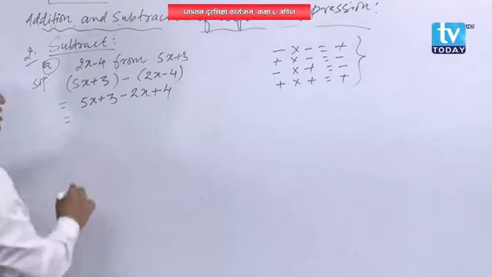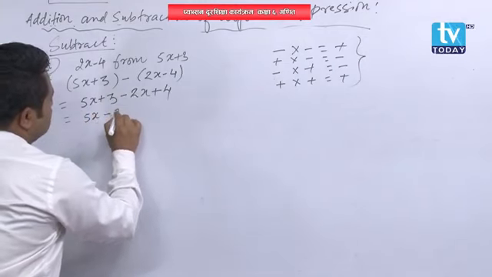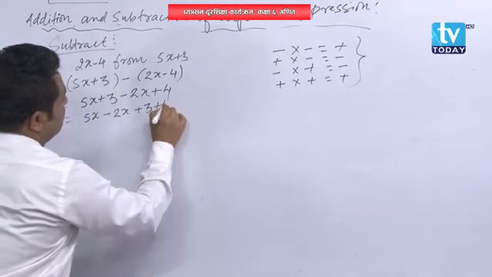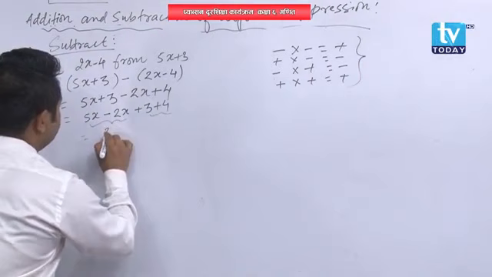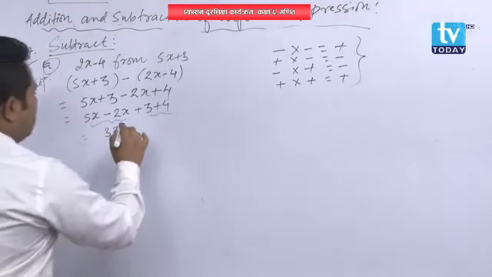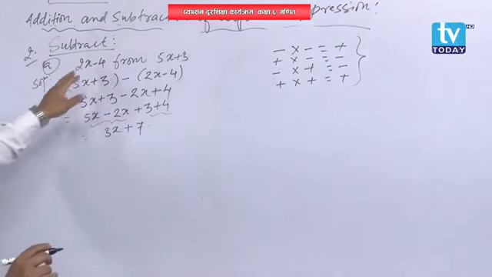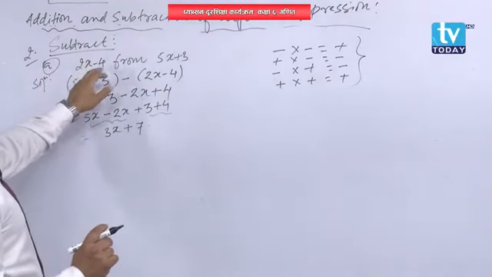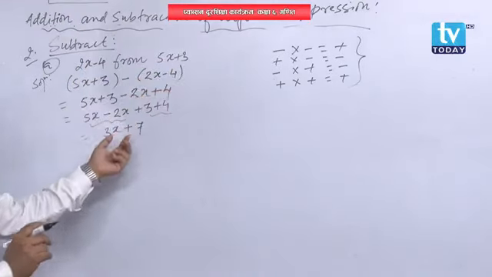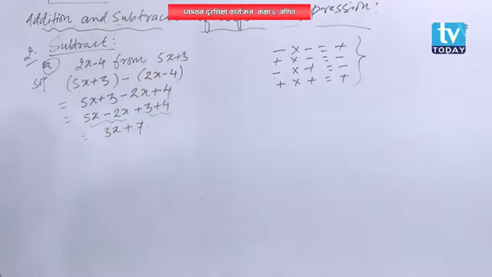So, again, you have to arrange the like terms. Let's check here. 5x and 2x. 5x minus 2x plus 3 plus 4. Now, these are the like terms. 5x minus 2x will be 3x plus 7. So we are subtracting 2x minus 4 from 5x plus 3. Our solution is 3x plus 7. Understood this? Is that clear? Now, I am writing another question. Please check here.